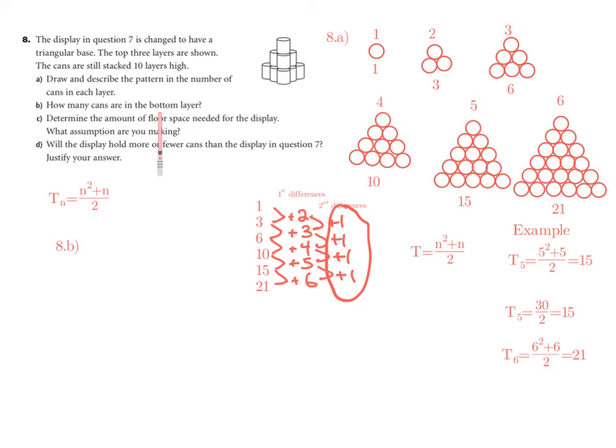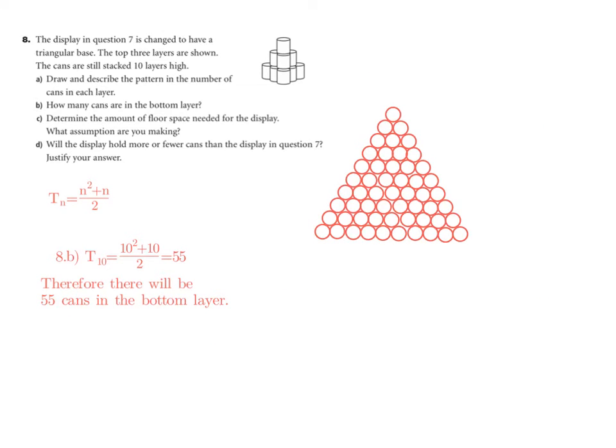How many cans are in the bottom layer? The bottom layer is when n is 10, so t of 10 is equal to 10 squared plus 10, so 110 divided by 2, 55. So there will be 55 cans in the bottom layer. All right, part C is a tricky one. Determine the amount of floor space needed for the display. What assumptions are you making?